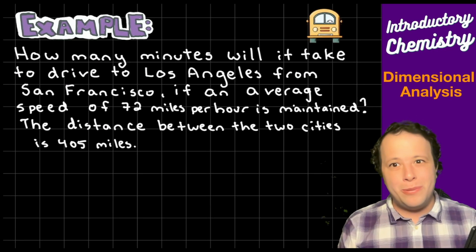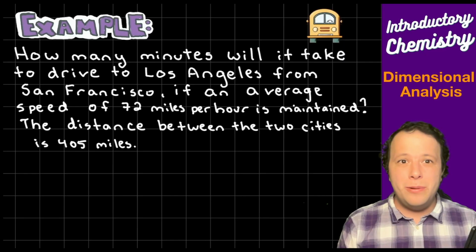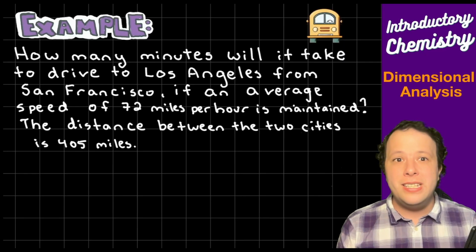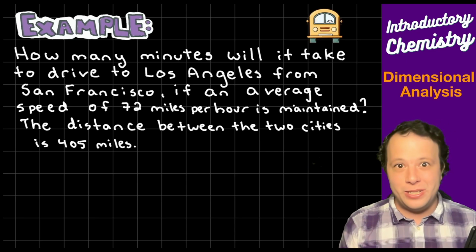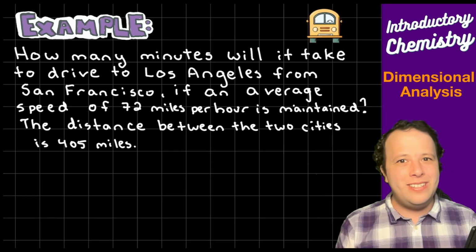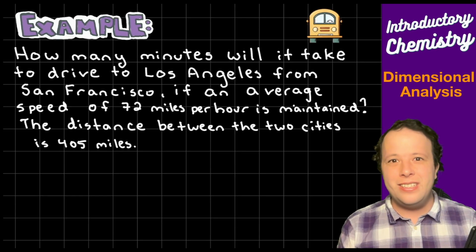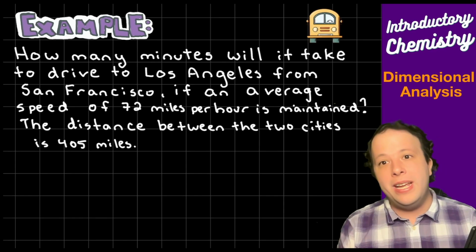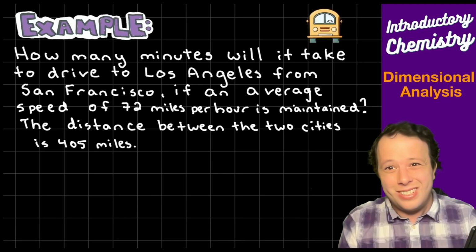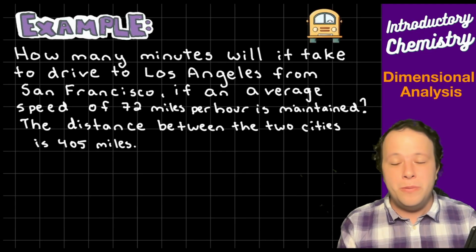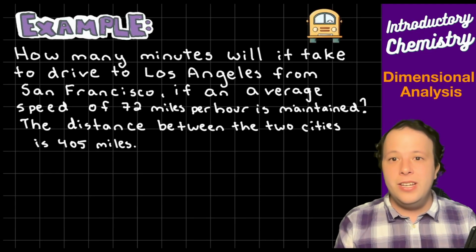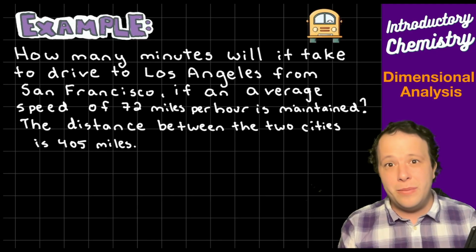Our first problem of the video. So for this problem, what we are asking is how many minutes will it take to drive to Los Angeles from San Francisco if an average speed of 72 miles per hour is maintained? The distance between the 2 cities is 405 miles. You're like, wait, what? I thought this was chemistry. Well, being able to read a word problem is still chemistry. Even when we do chemical equations later, we need to be able to find the key piece of information.